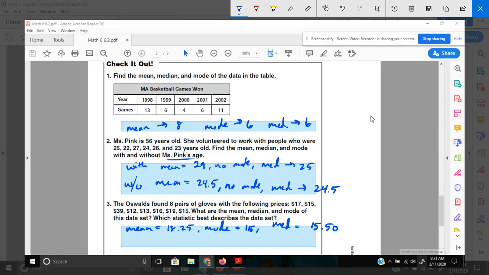Well, the median is the best representation of the prices because our average, or our mean, is higher because of this $39 outlier. All right, once again, questions, please come see me. Biggest idea from this section is outliers and how they can skew your data. I will see you guys next time.